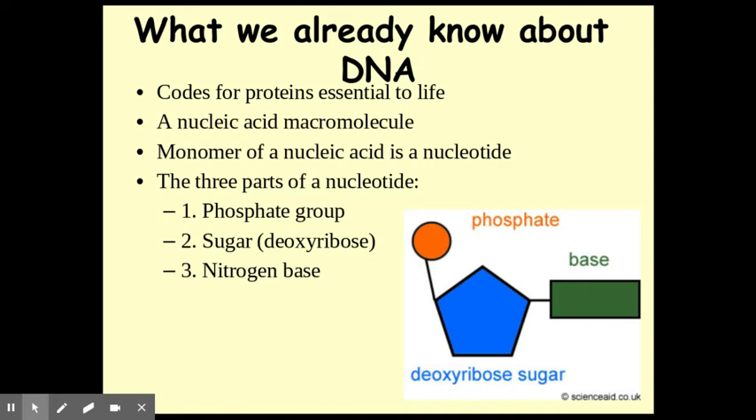They're made up of monomers, and the monomer that makes up a nucleic acid is called a nucleotide. The nucleotide structure is at the bottom on the right hand side. It's composed of a phosphate group, a sugar, and a base. The sugar in DNA is called deoxyribose, and then you have four bases: adenine, thymine, guanine, and cytosine.